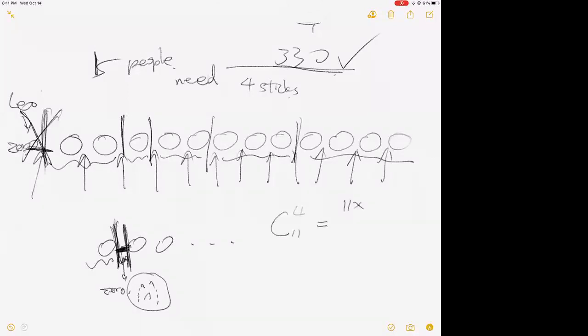11 times 10 times 9 over, and then you can cancel all of them out. Cancel these, cancel this. So that's 330, right? Yeah. So this actually leads to the general formula.